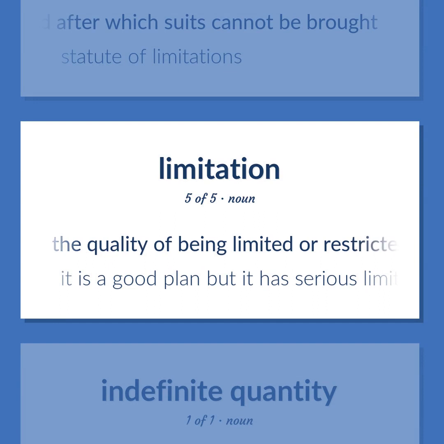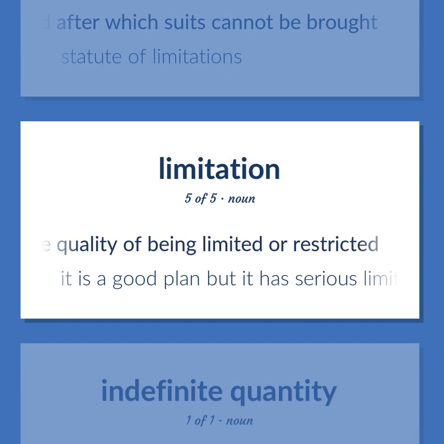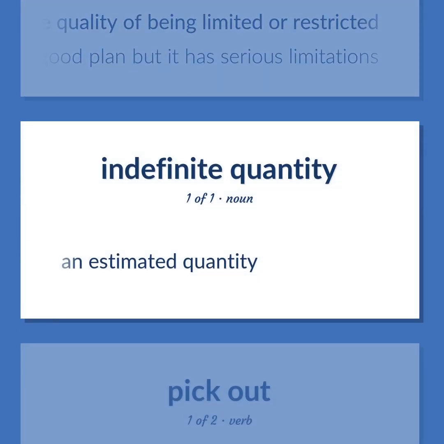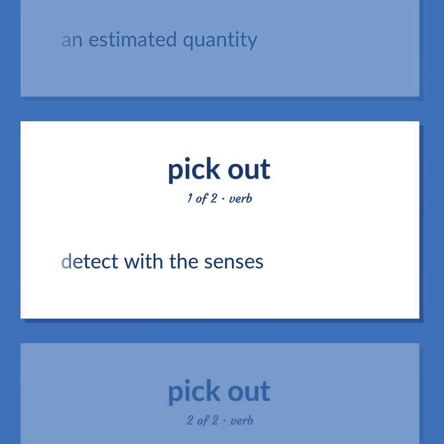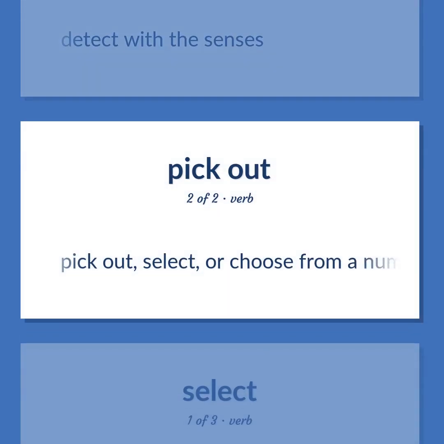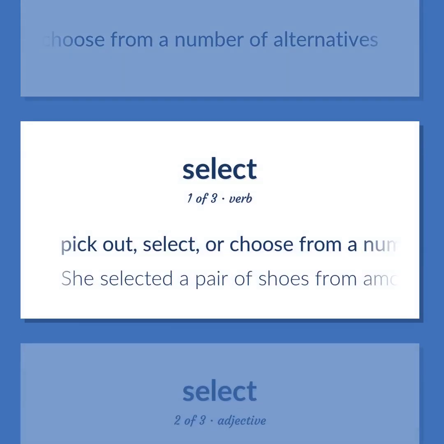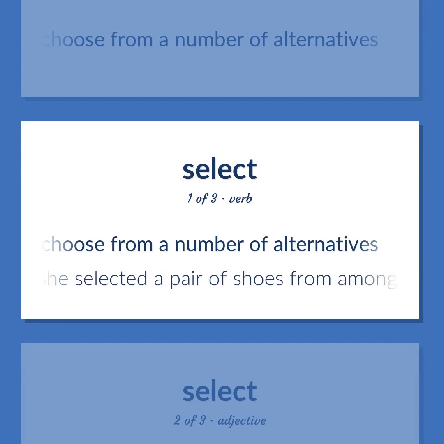The quality of being limited or restricted. It is a good plan but it has serious limitations. An estimated quantity. Detect with the senses. Pick out, select, or choose from a number of alternatives. She selected a pair of shoes from among the dozen the salesgirl had shown her.